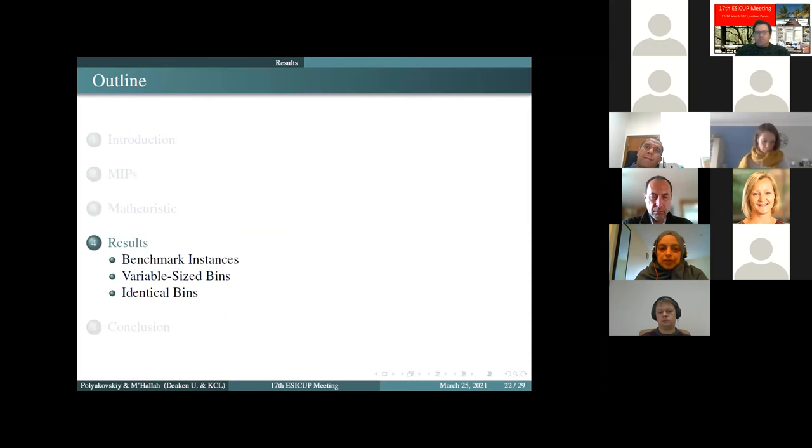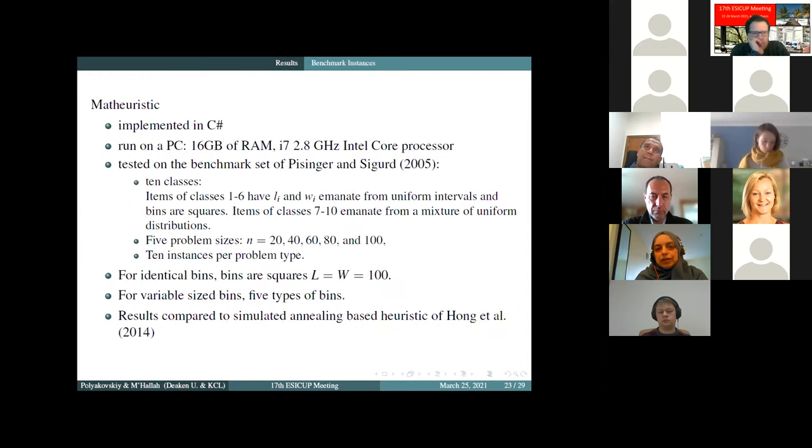In terms of results, we have implemented our matheuristic in C sharp. We have run it on a PC with 16 gigabytes of RAM. And we tested it on the benchmark of Pisinger and Sigurd, which has 10 classes, 5 problem sizes, and 10 instances per problem type. And we compared the results to the simulated annealing-based heuristic of Hong and to the bounds that were given by our Italian friends.